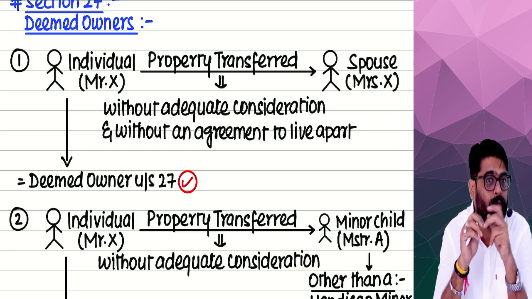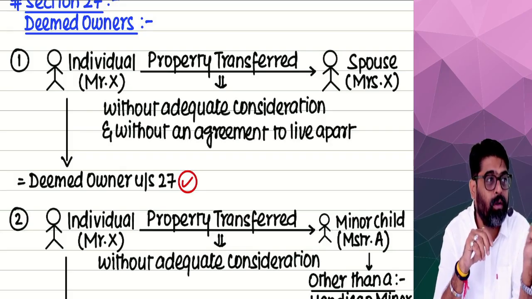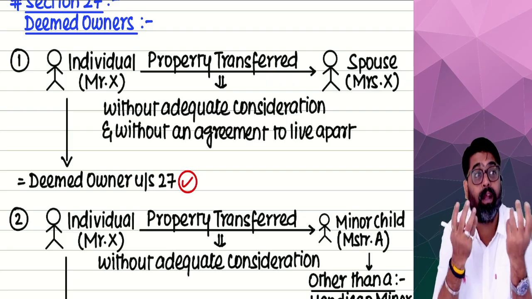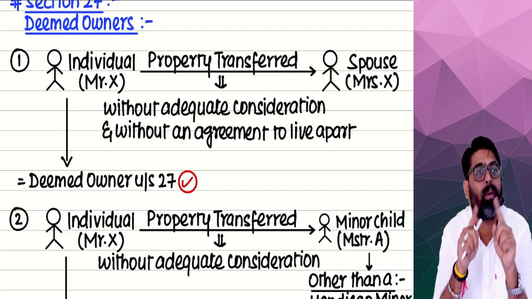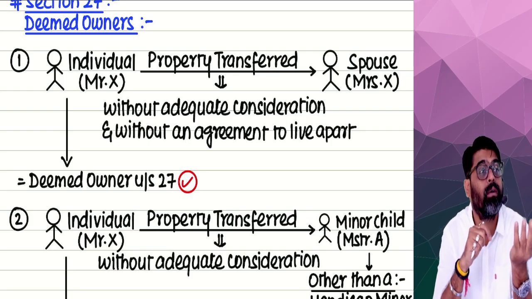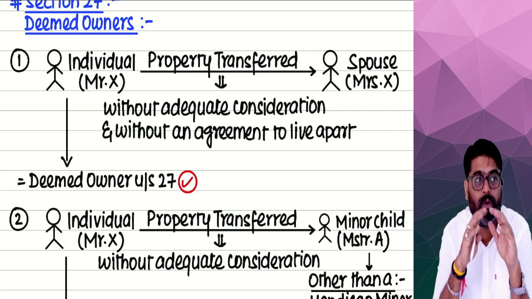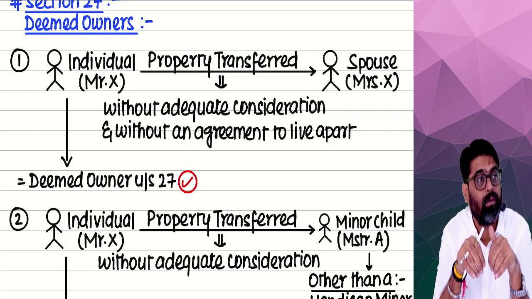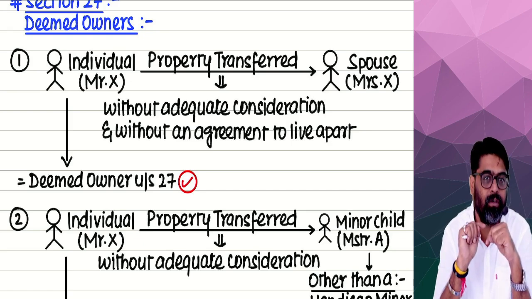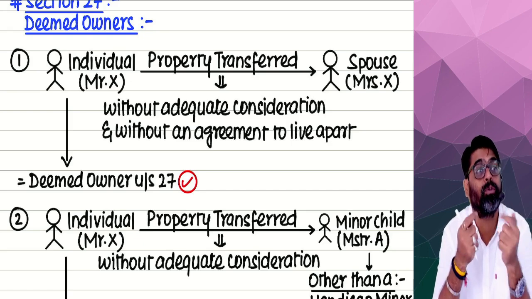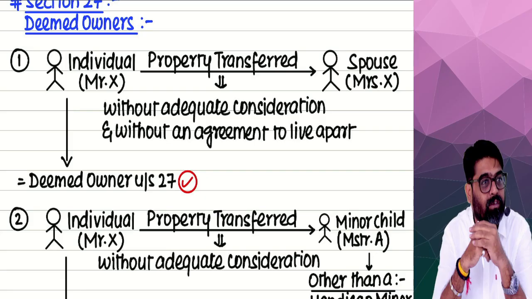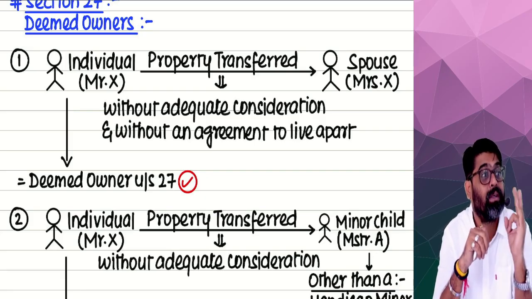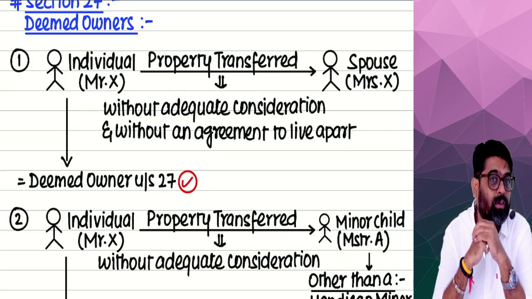So to do that, what you have done, you have transferred your property on the name of your spouse without taking adequate consideration, without an agreement to live apart. If this property was earning 5 lakh rupees of income, that 5 lakh used to be taxable in your hands. And at that time, on that 5 lakh, you were supposed to pay 30% tax, because you are already covered in the 30% slab. So on this 5 lakh, you had to pay 30%, meaning 1,50,000 tax you were paying, sir.